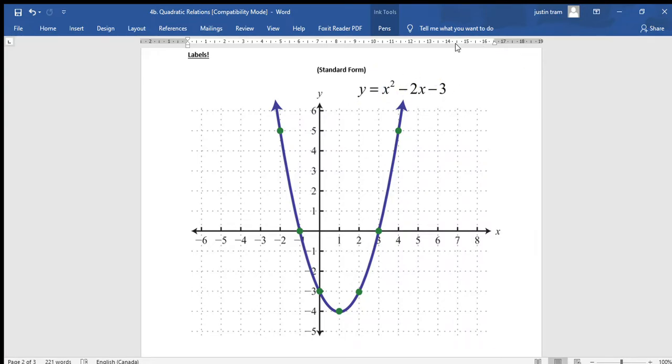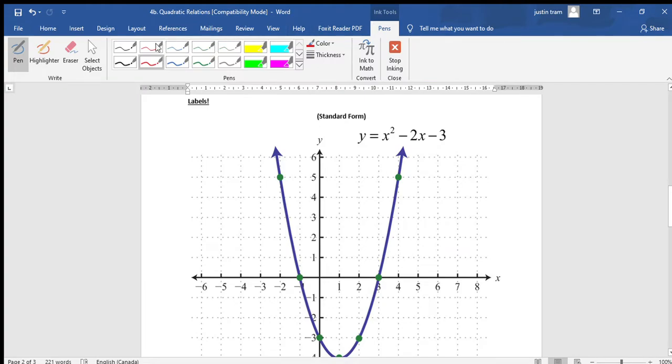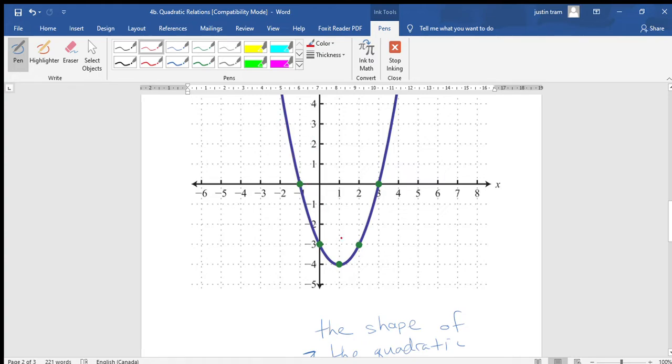Now let's look at some of its key features. Number 1. Let's go down. Let's look at the vertex. This is called the vertex, and it is usually the highest or lowest point of a parabola.